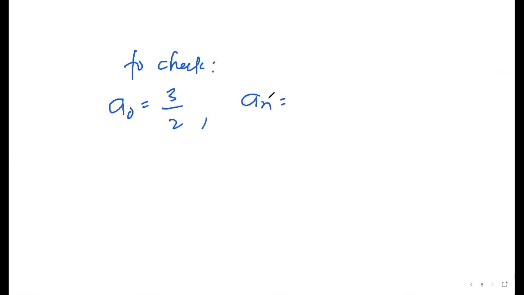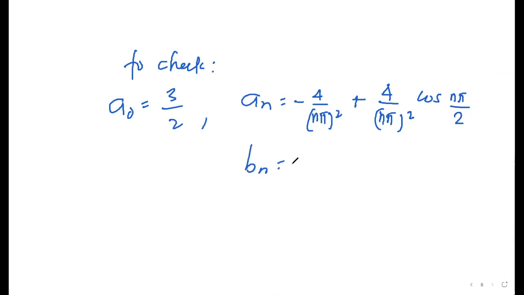A sub n is equal to negative 4 over n pi squared plus 4 over n pi squared times cosine of n pi over 2. And since your b sub n is 0, you write your final answer, the expansion. And we call it the cosine series expansion.